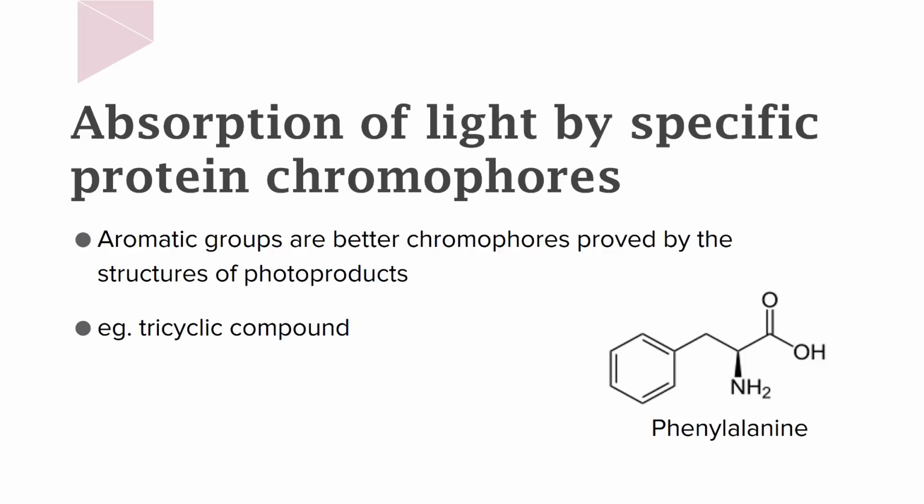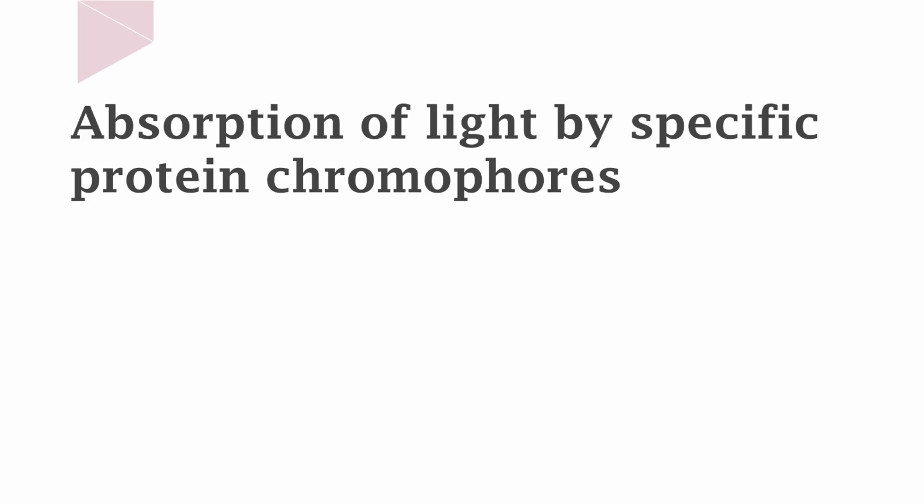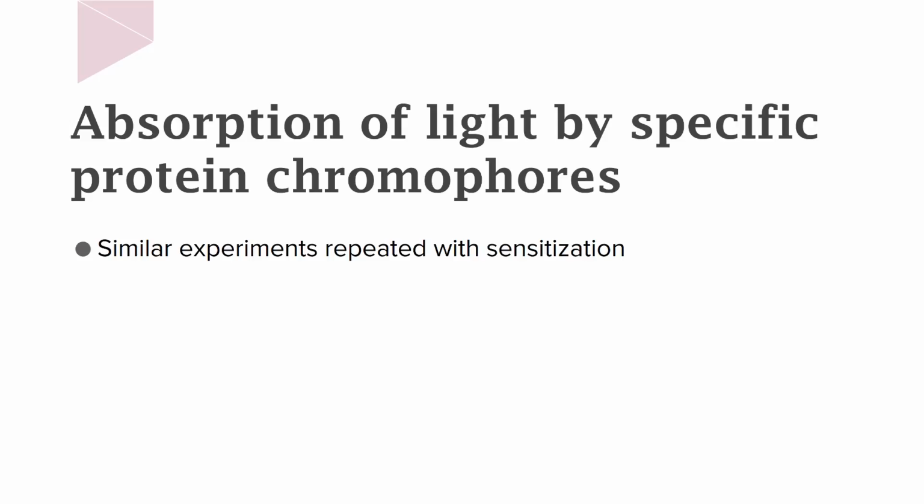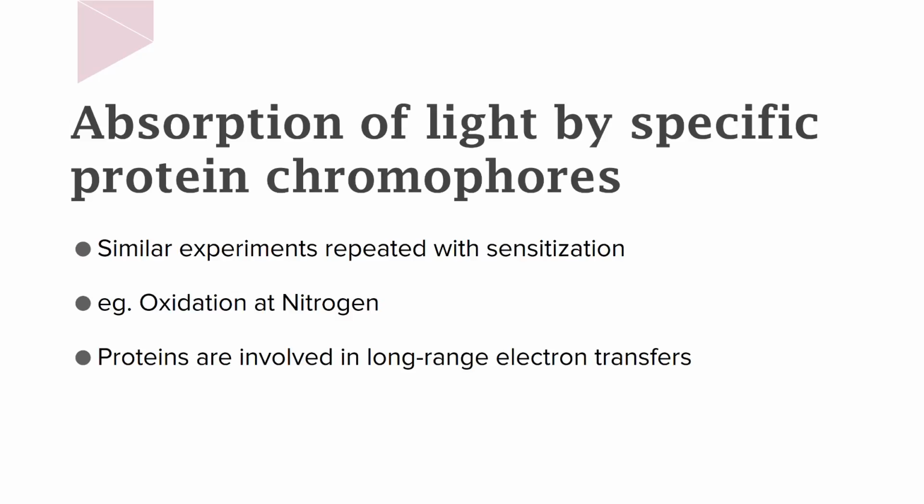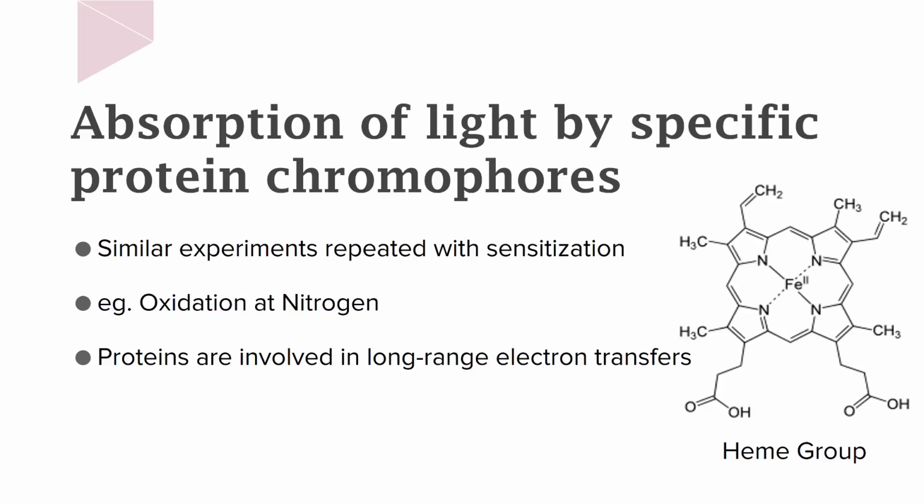The experiment was also repeated with sensitization. Oxidation at nitrogen was an important reaction, and depending on the pH, singlet oxygen was quenched either physically or chemically. The observation of electron transfer into peptide groups supports the possible involvement of proteins in long-range electron transfers. The long-range electron transfer has been found in vitro using proteins containing a heme group.